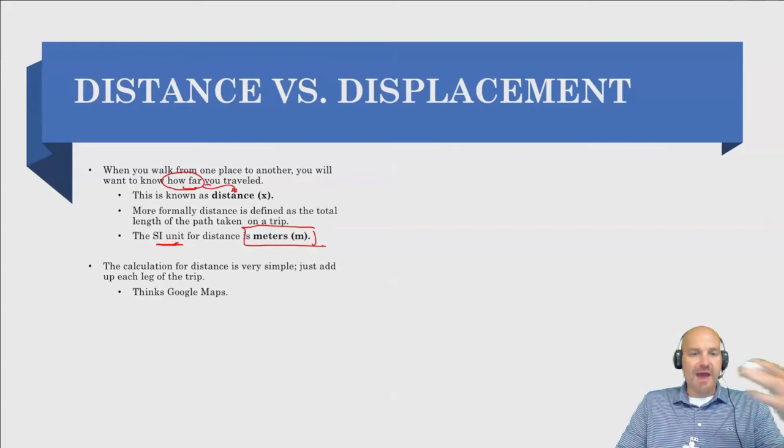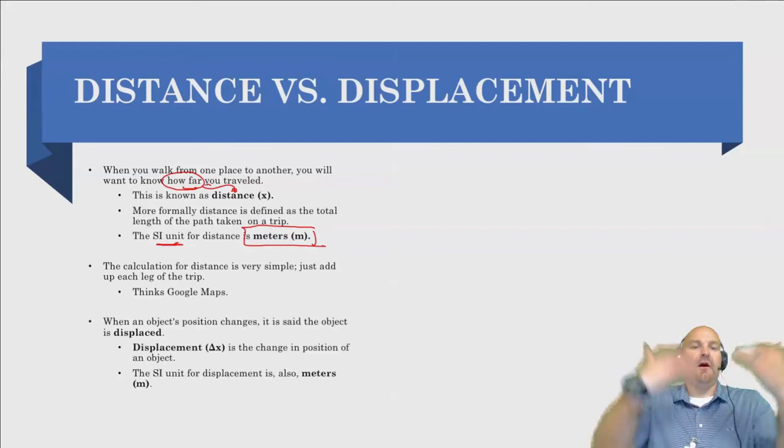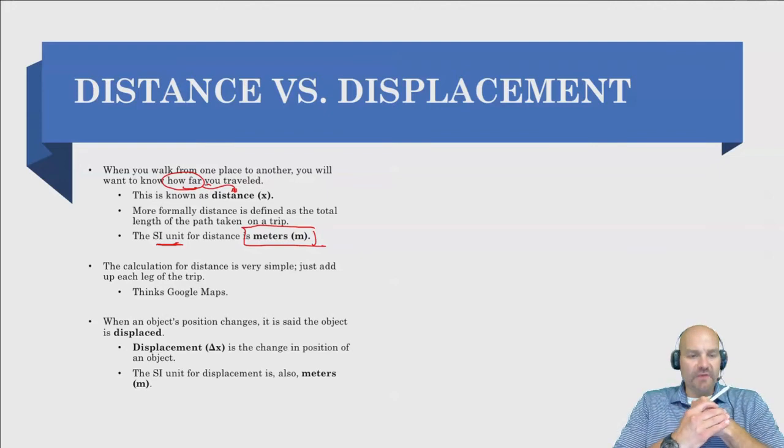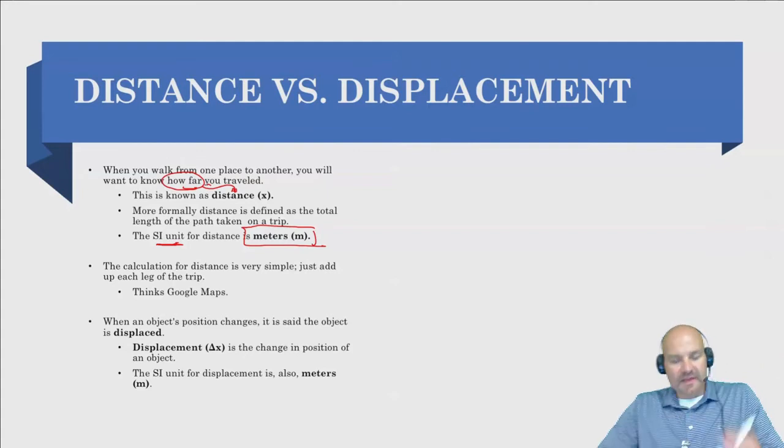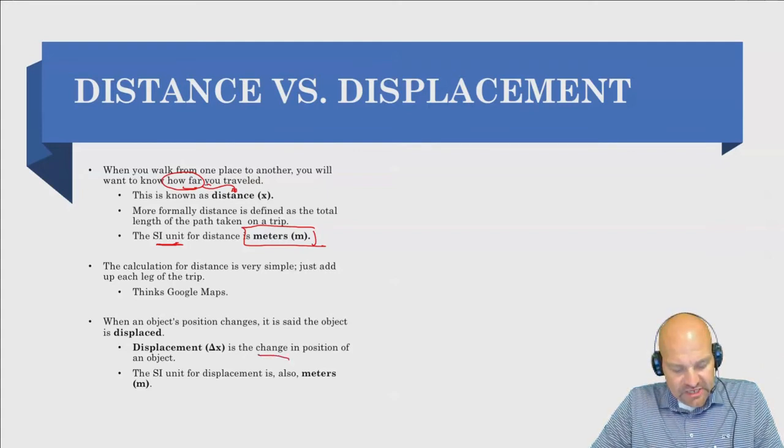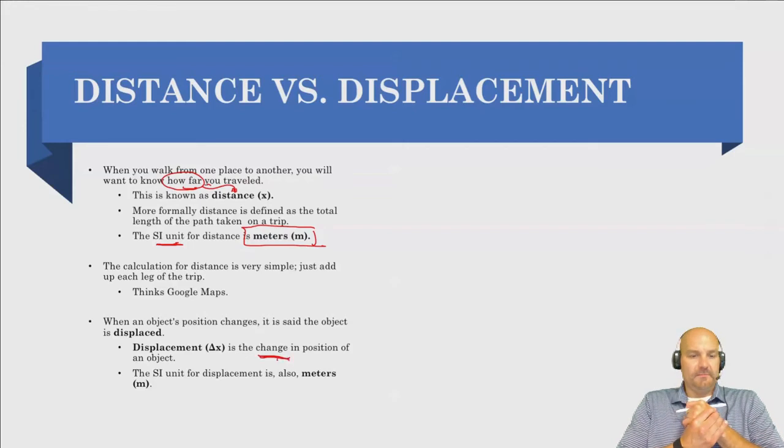So distance matters how you get there. Okay. Now, on the other hand, displacement. When an object moves, we say it has been displaced. Displacement is the change in position of an object. The SI unit, because it does answer that question of how far, is also going to be meters.